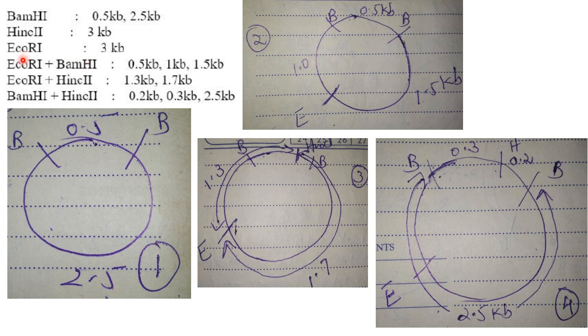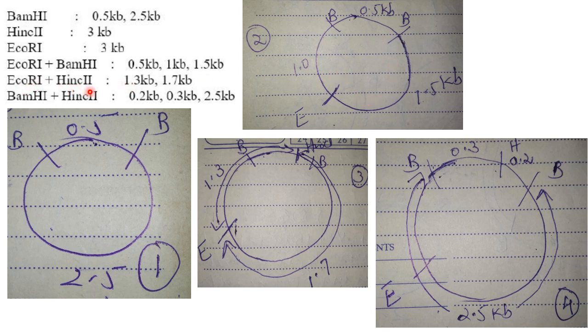Then next one was ECO R1 plus BAM-H1. Together they have digested. Now ECO R1 is having only a single site, that is 3 kb. We will put it outside the BAM-H1 sites. So ECO R1 BAM-H1, you get 0.5 kb. Yes, BAM-H1 will be released. 0.5 kb will be released. 1 kb and 1.5 kb. 1 kb here and 1.5 kb. This is upon digestion. You get these two fragments also. So one will be 1 kb and the other will be 1.5 kb. So 2 will be like this.